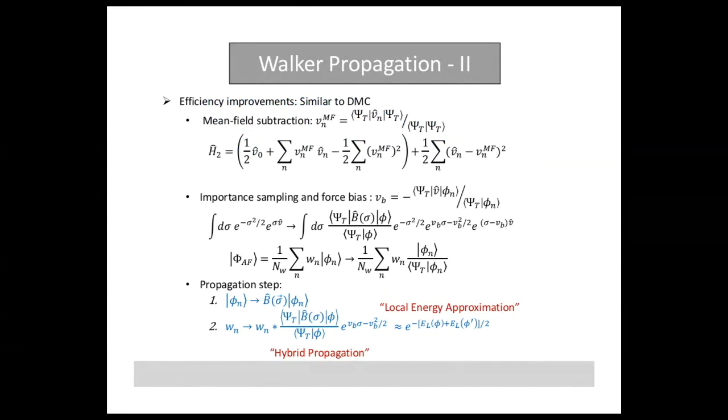And once you do importance sampling and force bias, you're going to end up with two pieces. I just realized that I didn't say what force bias is; I'll go back to that. But essentially, you're going to carry these weights, which are just scalar numbers, and represent the fluctuating weights of the walkers.